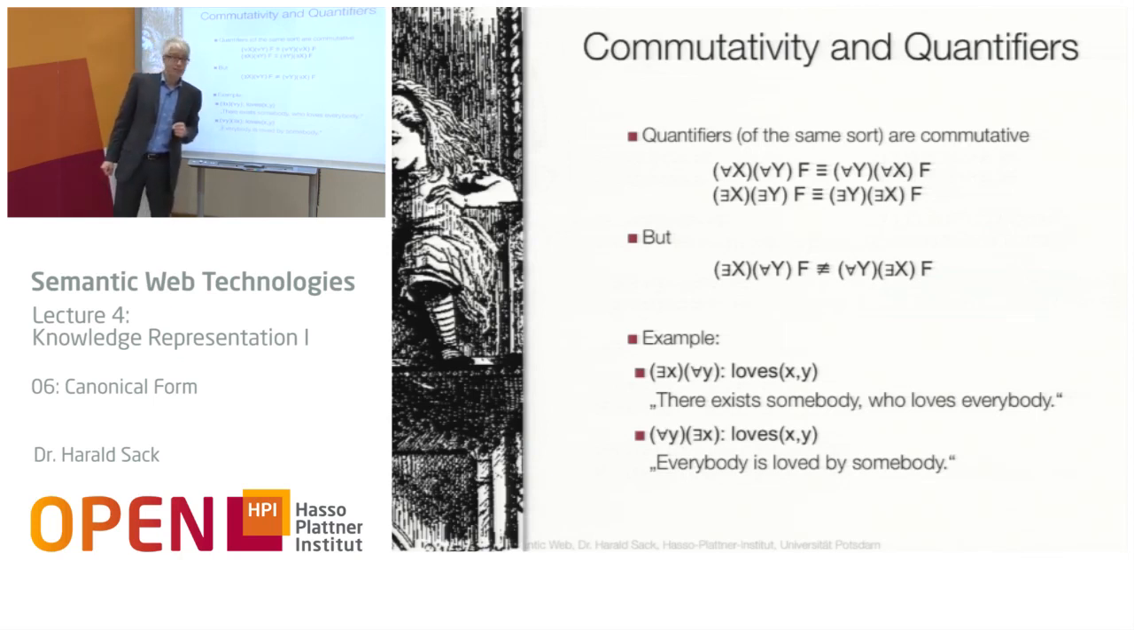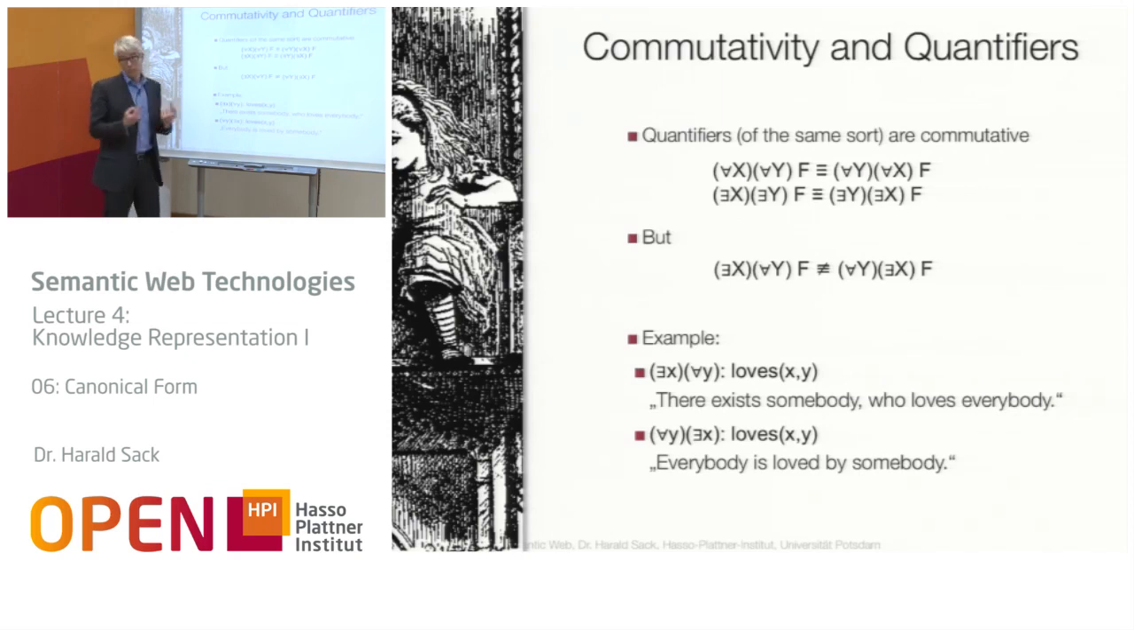We can make this clear with a simple example. Let's consider the first one. Here we have this sentence: there exists somebody, meaning a variable x, who loves everybody. So there exists a variable x, and for all variables y, it holds that x loves y. If you translate this into natural language, it means there exists somebody who loves everybody.